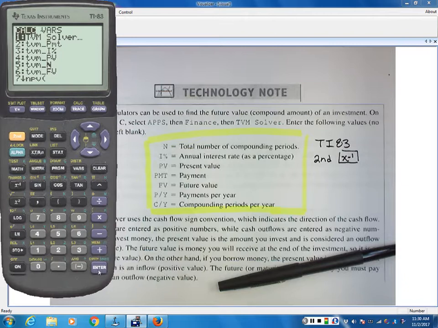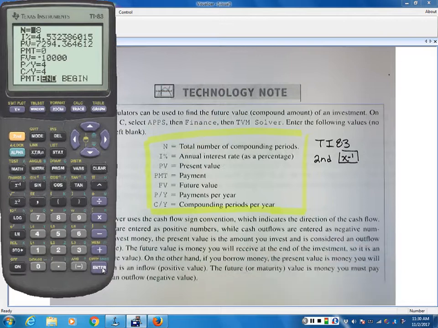Okay, once we find the TVM solver, and we're going to use actually a couple of other options on this, but that's the main one. We're going to go to the TVM solver and press enter. Now the thing to keep in mind here, and this is the only hitch to being able to use this: you have to know when you need to do certain things.